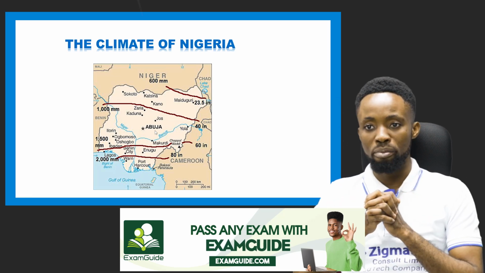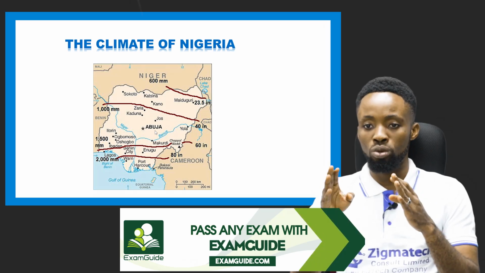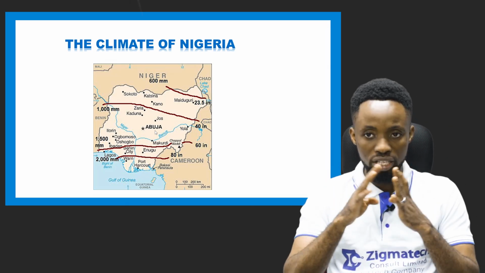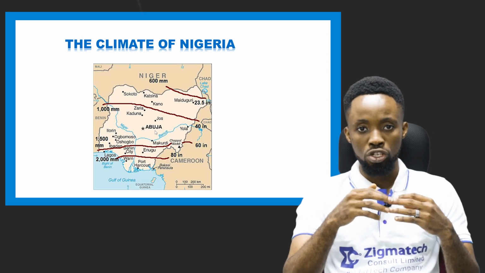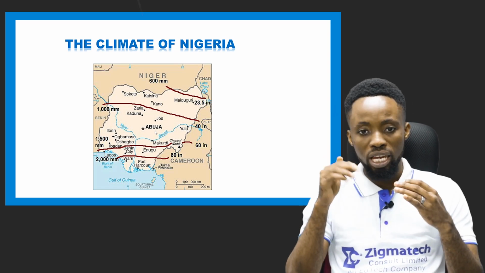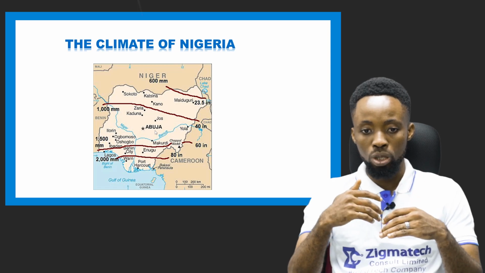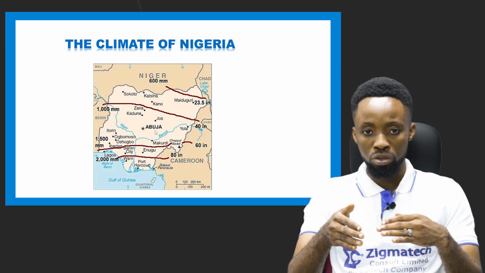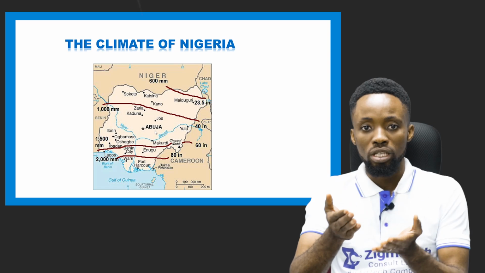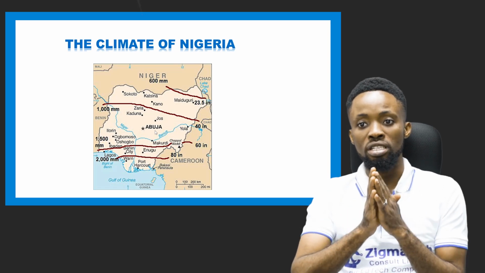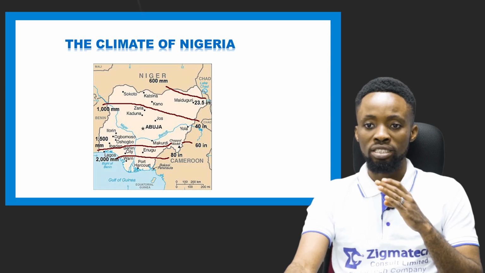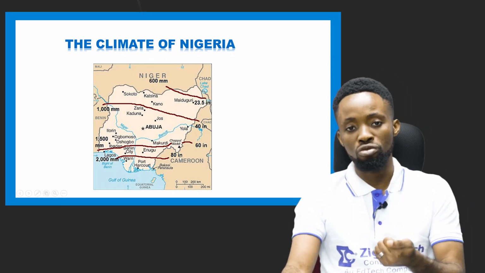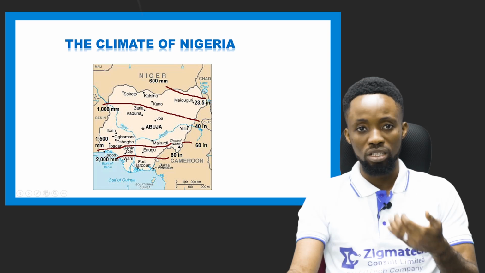So, as you can see, this is a map of Nigeria, showing a little bit of our climate. But this time around, if you look at this map, it shows our climate in terms of rainfall. The elements of climate include rainfall, cloud cover, humidity, temperature, and the rest. Now, when we look at this diagram, we can use rainfall to understand our climates.